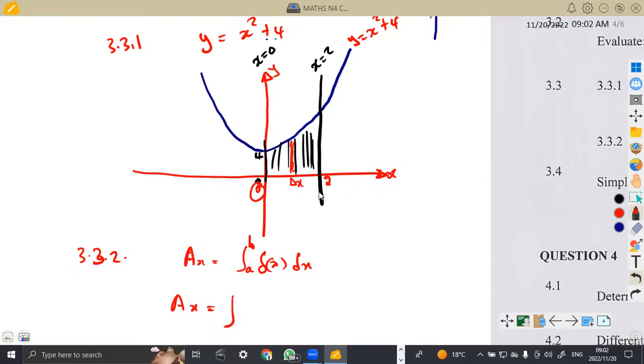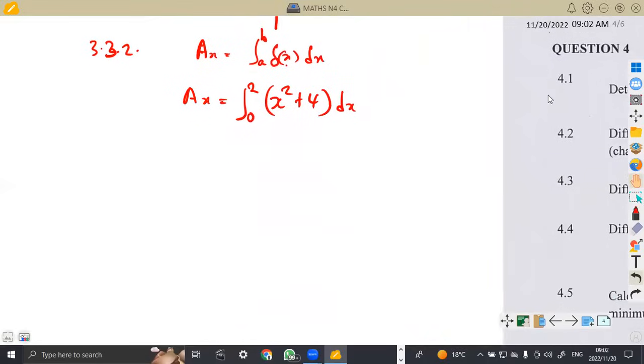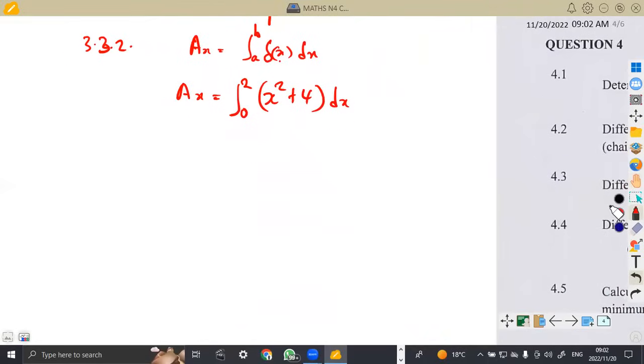The limits are from 0 to 2. What are we integrating? f of x, which is x squared plus 4. So I've got the integral of x squared plus 4 with respect to x. That is integration for you guys. To calculate area simply means integrate. That's it. So if you know your integration, it is going to be easier because there's just integrating.